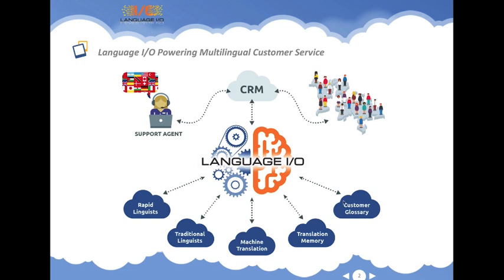In my demo, I'm going to pretend that I'm an English-speaking support agent for the provider of a fictitious online game, Late Wars. I'll use the Language.io case translation app for Salesforce Lightning to translate between myself and a Spanish-speaking visitor who has questions about the new version of our game, Late Wars 5.